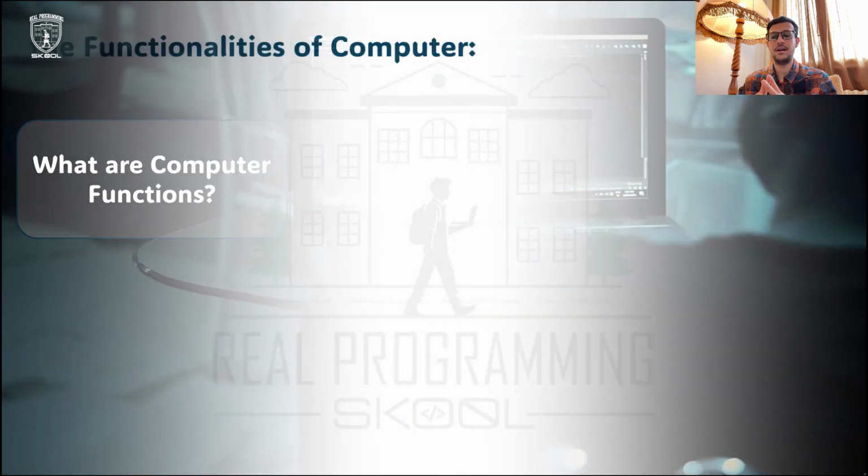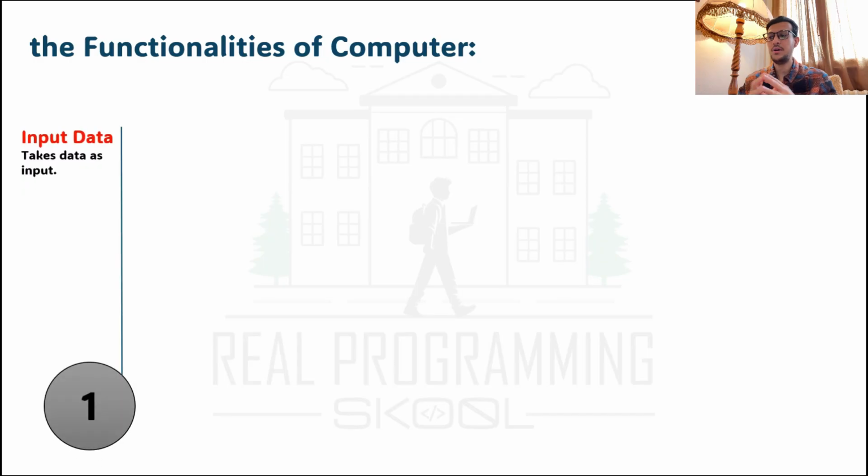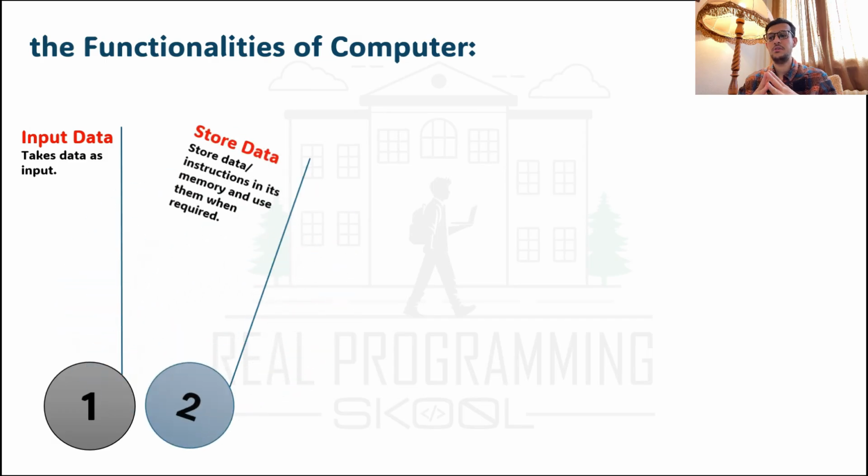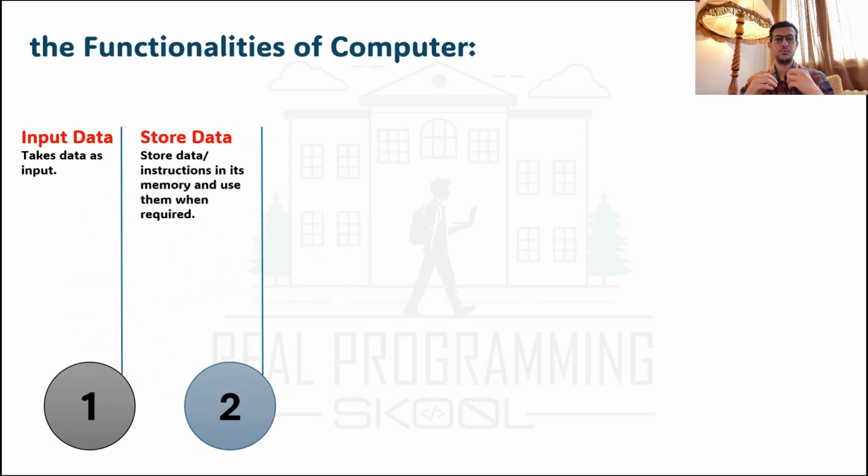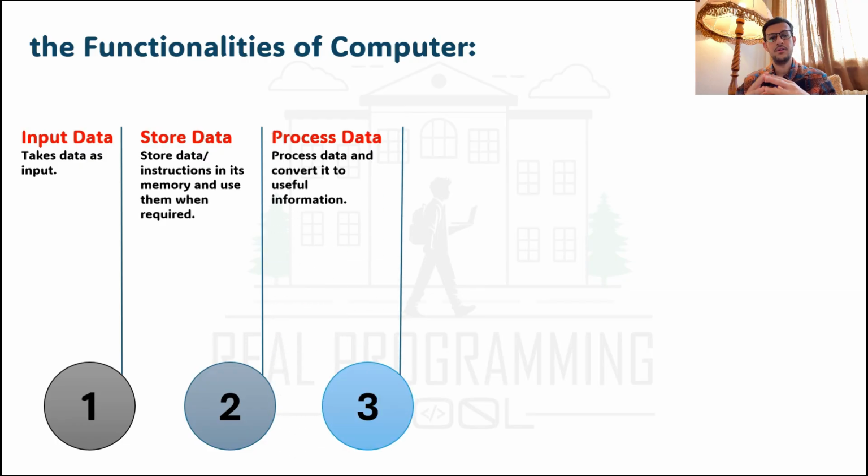The functionalities of a computer are 5. First one, input data. Second one, store data or instructions, which means we take the input, we input the data, and we store it. And when we require it, the computer processes it for us. Step number 3, process the data. The computer processes it for us. Why does it process it for us? To give us output information.